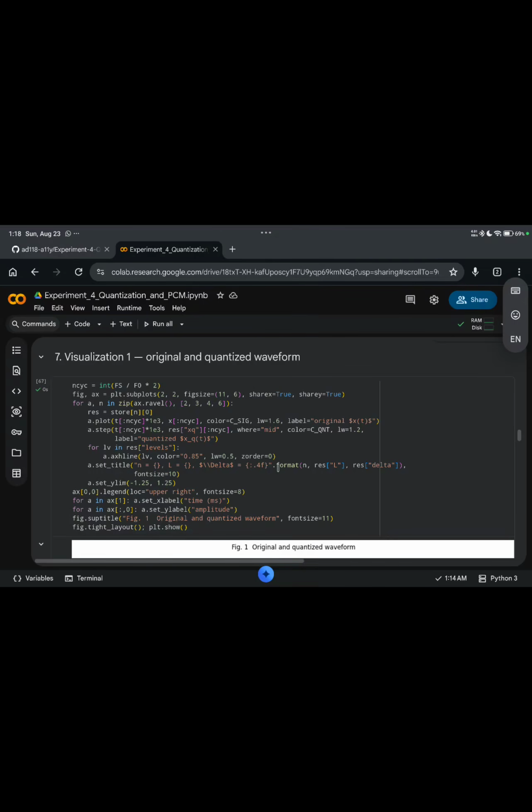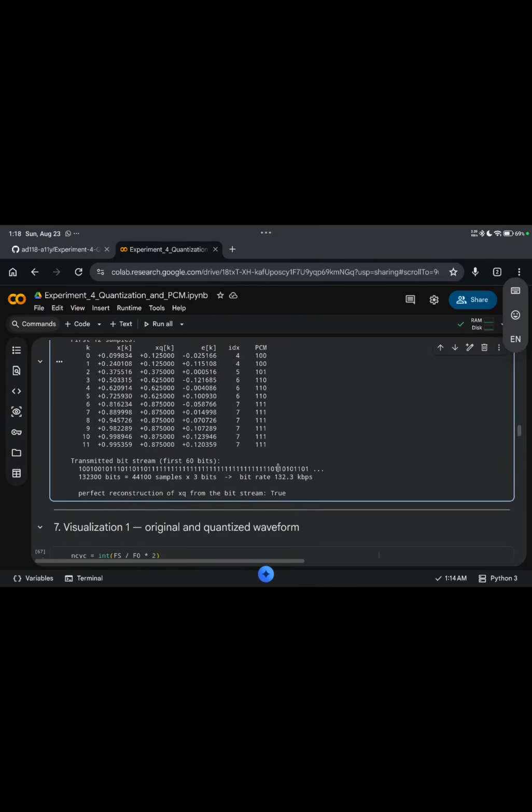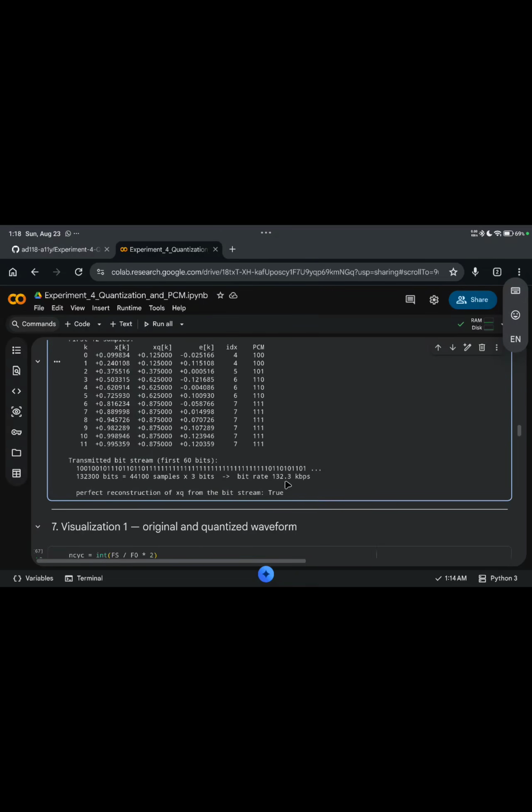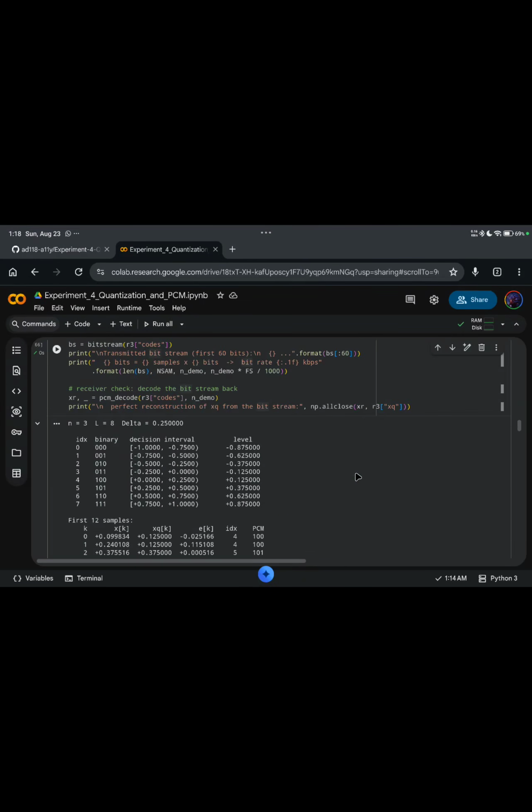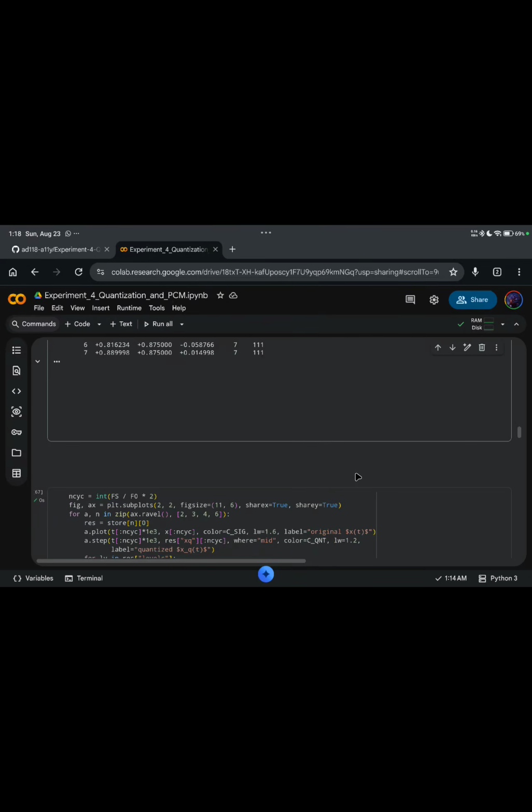For a 3-bit signal sampled at 44.1 kilohertz, the bit rate is R equal to n times fs, which is 3 times 44.1, equal to 132.3 kilobits per second. Here you can see 132.3 kbps. The receiver successfully decodes the bit stream and reconstructs the quantized signal.